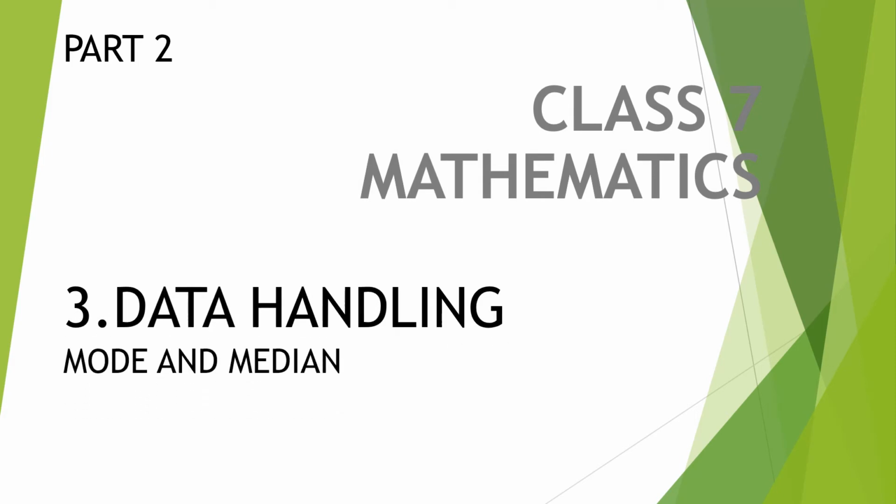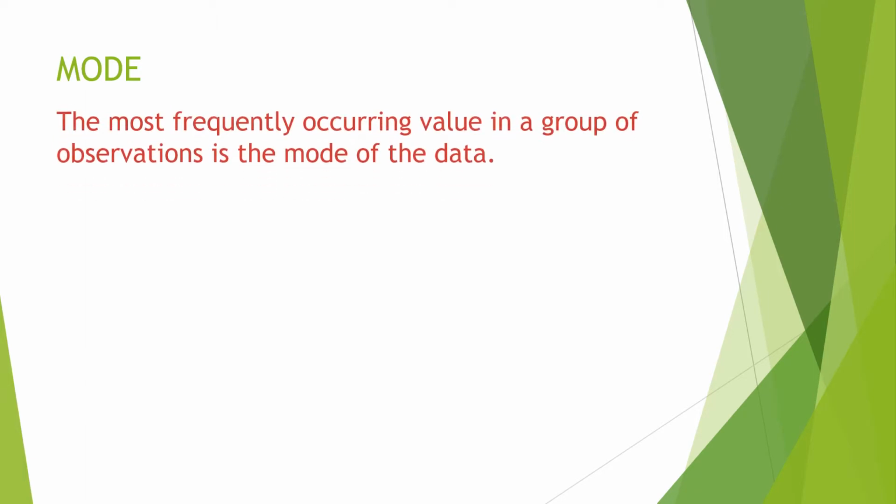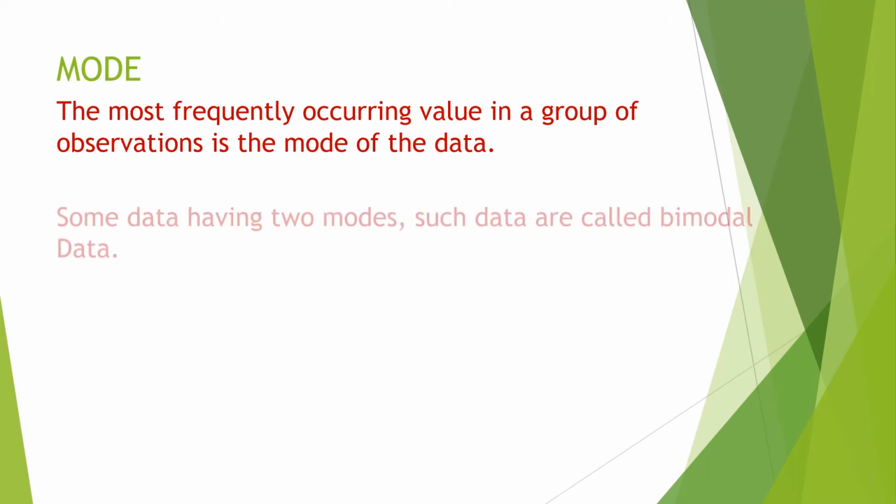Today we are going to discuss the representative values, mode and median, and the corresponding exercise 3.2. First we can discuss mode. What is meant by mode? The most frequently occurring value in a group of observations is the mode of the data.